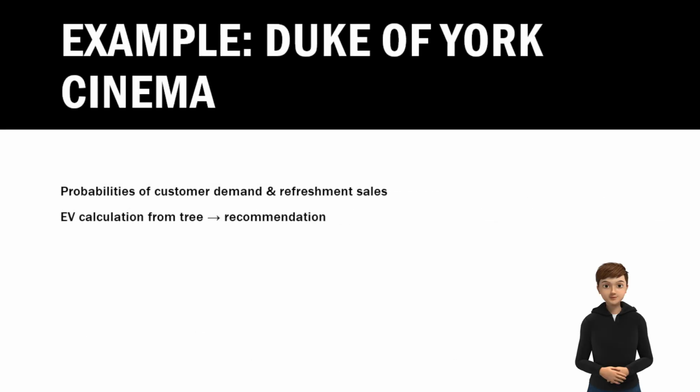The Duke of York cinema case is a good example. They were uncertain about demand and refreshment sales. By creating a decision tree and calculating expected values, they could identify the best strategy. In the exam, always label nodes clearly and show calculations step by step.